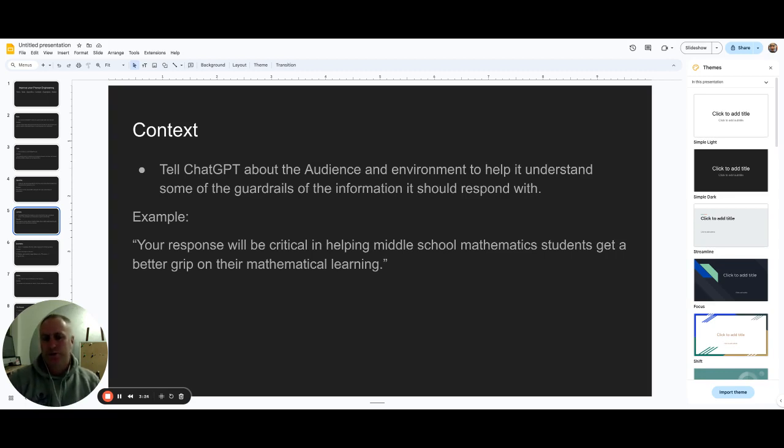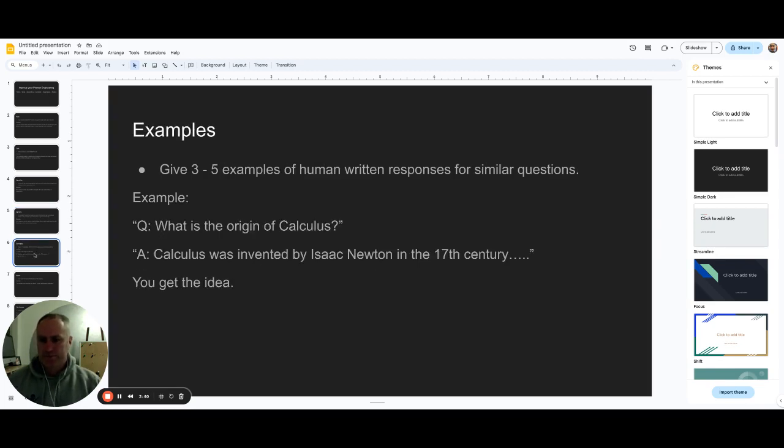Now, there's a couple of things in here that are actually a little bit interesting. Your response will be critical. Using emotional words like critical, or really high intensity words, are things that ChatGPT picks up on, and it really makes a difference to the quality of the output that it gives. Okay, so we'll move on to the next one, which is examples.